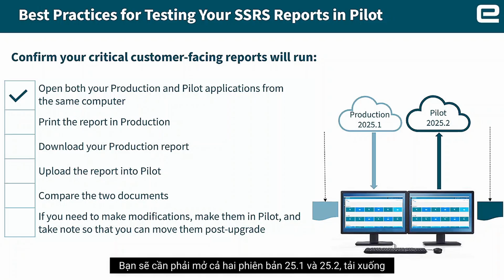You would need to open both versions, 25.1 and 25.2, download the report style, and then upload it into pilot. Moving forward, that would be in there then for the next upgrade. But again, if it's not in pilot and you get an error that says the RDL does not exist, you will need to move it from production down to pilot.